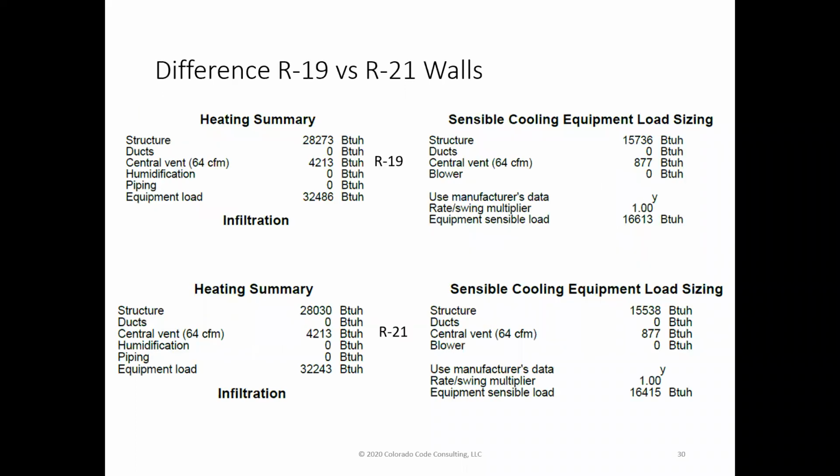information. Here I'm just giving you a quick example of an R2 difference between an R19 and an R21 wall. If they put in an R19, but it was really a 21 on the plan, we got a heat gain or heat loss of 32.4, and the R21 is 32.2. So what, 250 BTU, 240 BTU difference? It's a difference, it's smaller, there's no doubt. And the same thing with your cooling equipment size. It's a couple of hundred BTU, but it's not the end of the planet, right?